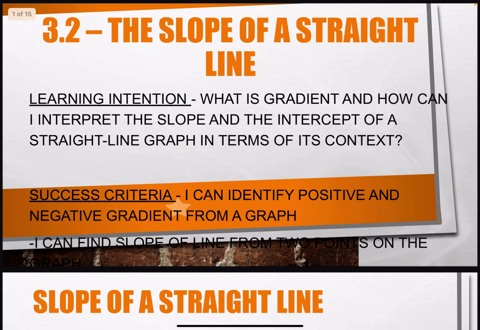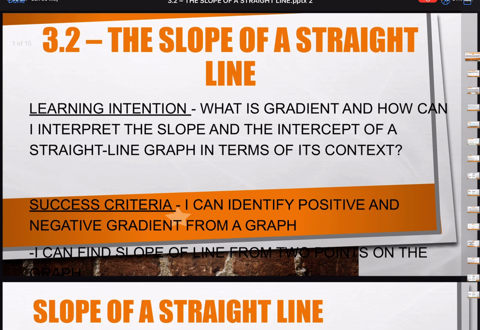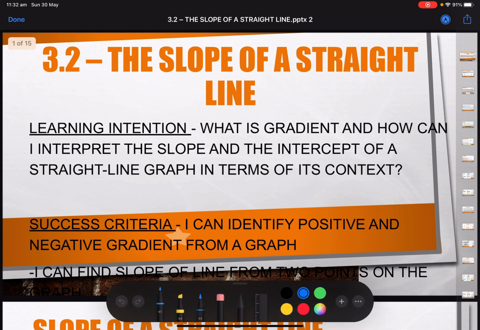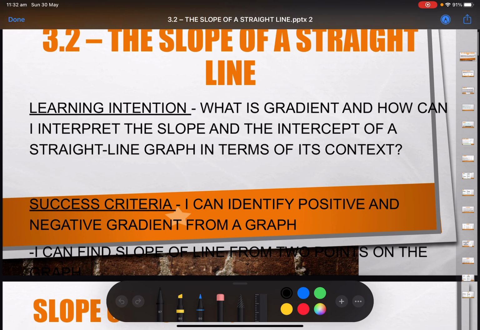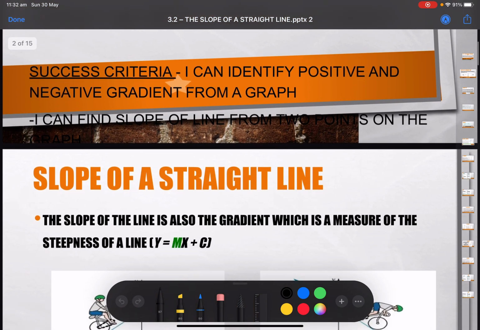Today we are looking at identifying the slope of a straight line. When we talk about the word slope, we are referring to what we call the gradient of a straight line, okay? So basically how steep that straight line is. By the end of this lesson, we will be able to identify a positive and negative gradient from a graph. And also, if I give you two coordinates or a graph itself, to be able to write an equation for that line by identifying what the gradient would be.